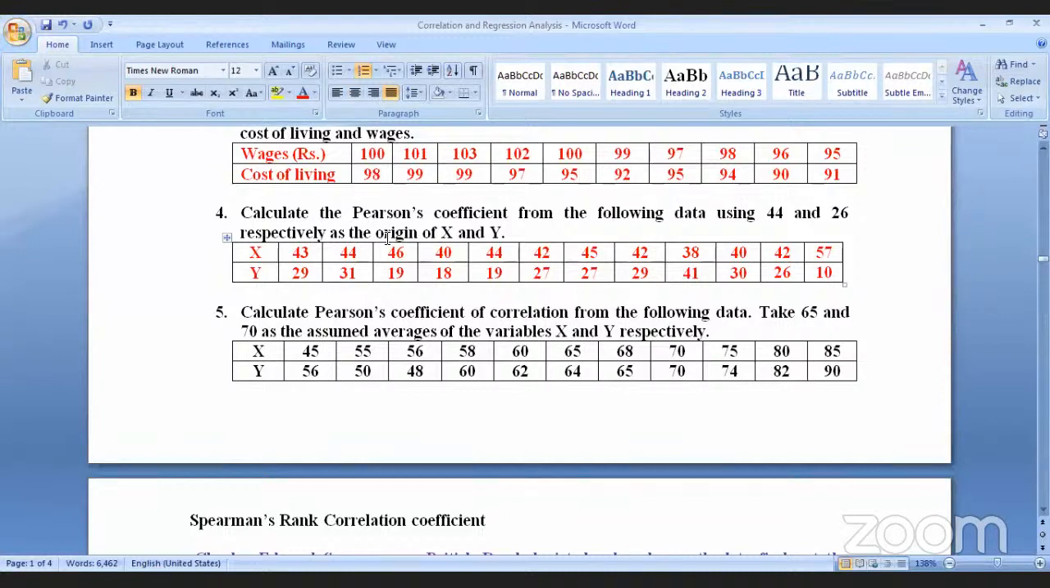But if these values are not mentioned, when you do the problem you will get the x bar and y bar values as whole numbers. Then we need to do the actual mean method. But the condition is that the examiner has mentioned 44 and 26, and 65 and 70, in advance, so we have to follow this only.